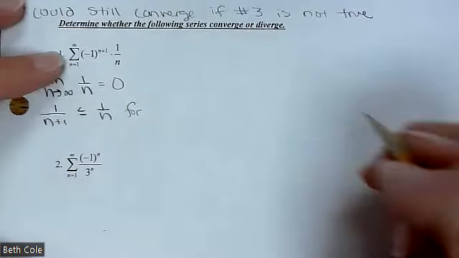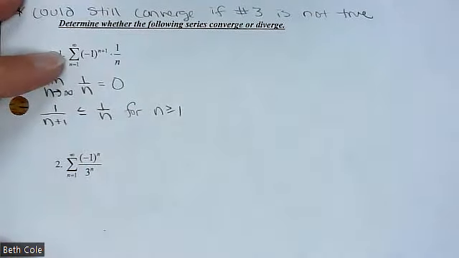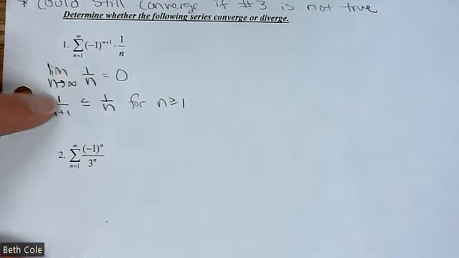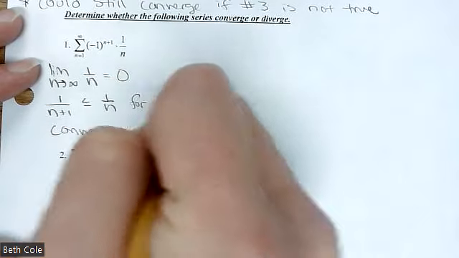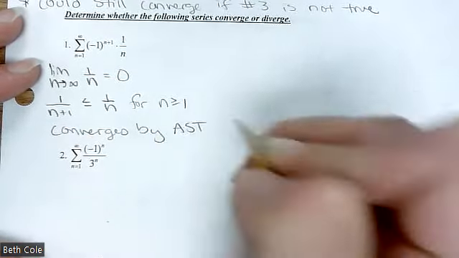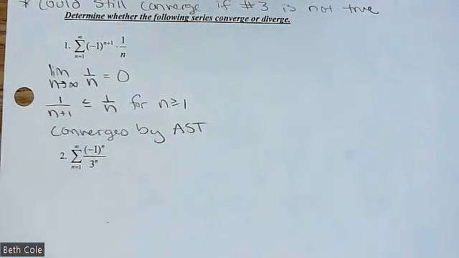Now where does this start? N is 1, for n bigger than 1. So since our limit went to 0 and this is true, we say converges by alternating series test, and that is abbreviated AST, and that is a standard abbreviation. Kind of like how mean value theorem is MVT. Alternating series test is AST, and that's just accepted for that.